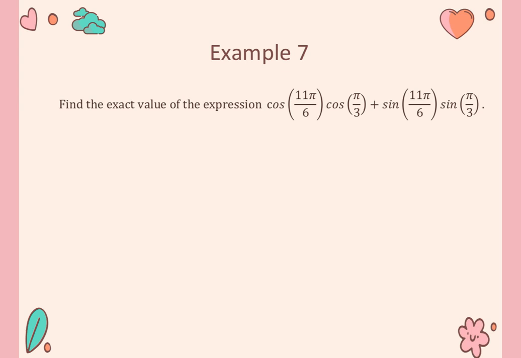So we didn't do this example. This is example, I think it's 7, right? Is that the number right? I know I had 2 sets of notes. Okay, so this time it says find the exact value of the expression cosine 11 pi over 6 cosine pi over 3 plus sine 11 pi over 6 sine pi over 3.